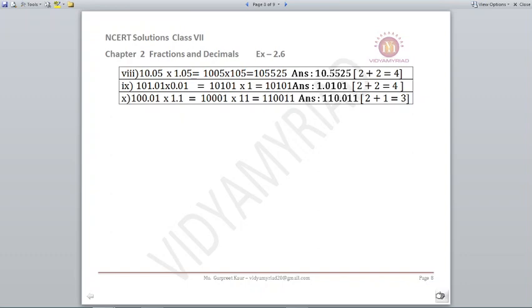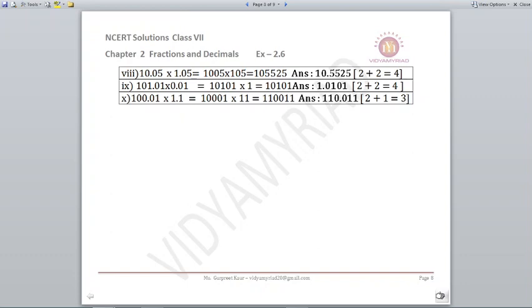101.01 multiplied by 0.01. Again we have 4 decimal places. Let's multiply 10101 multiplied by 1. That will be the same. Just count from your right. 1, 0, 1, 0. 4 places over. Put a decimal and write the remaining. That is 1. So the answer is 1.0101. The last one.